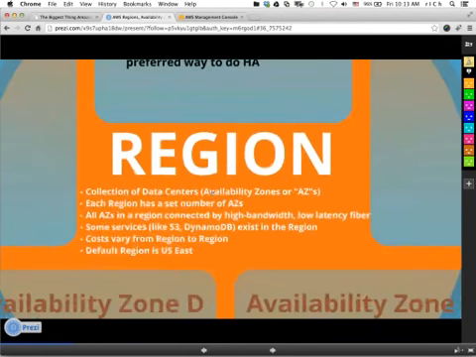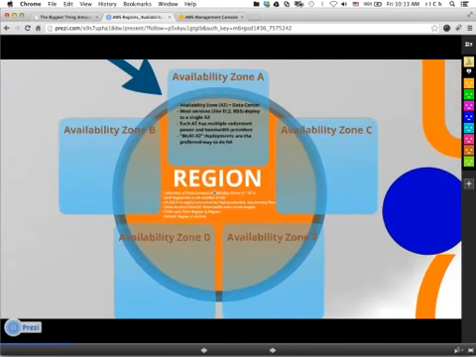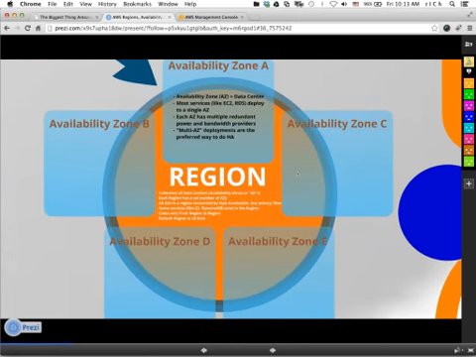So let's actually zoom out on this a little bit. If we look at an individual region, a region is a collection of several data centers or AZs. Each region has a set number of AZs. Most have, I believe, at least 2 or 3 AZs. Some regions that are new, like Beijing, for example, still only have 1, and Amazon classifies those as, quote-unquote, beta, because you can't really do a lot of the things that you would like to do in those regions. But Amazon's goal is to have at least 2 or 3 in every region.